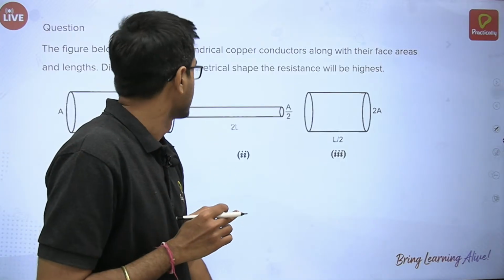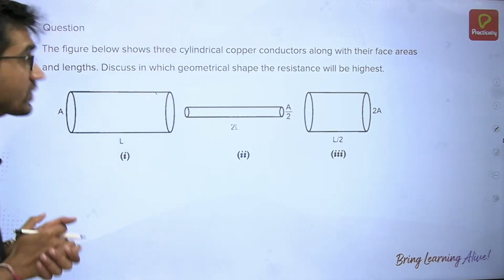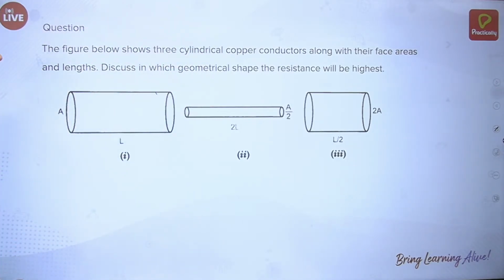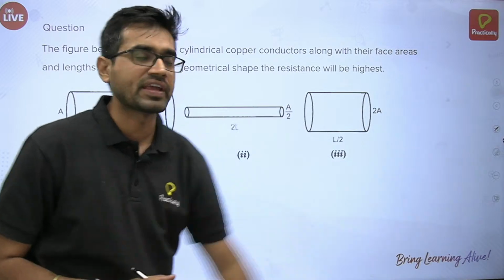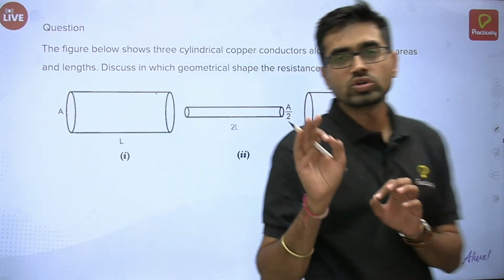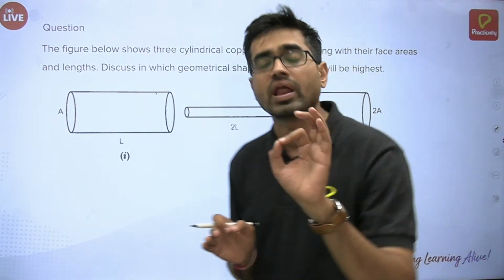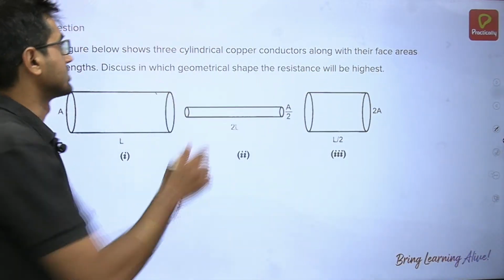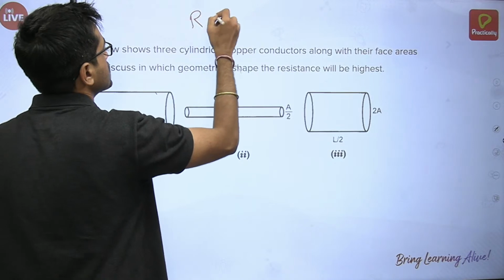Now, let's move to the next question. The figure below shows 3 cylindrical copper conductors along with their face areas and lengths. Remember, to solve this question, you just need to remember R is equal to rho L by A. That is what you should remember.